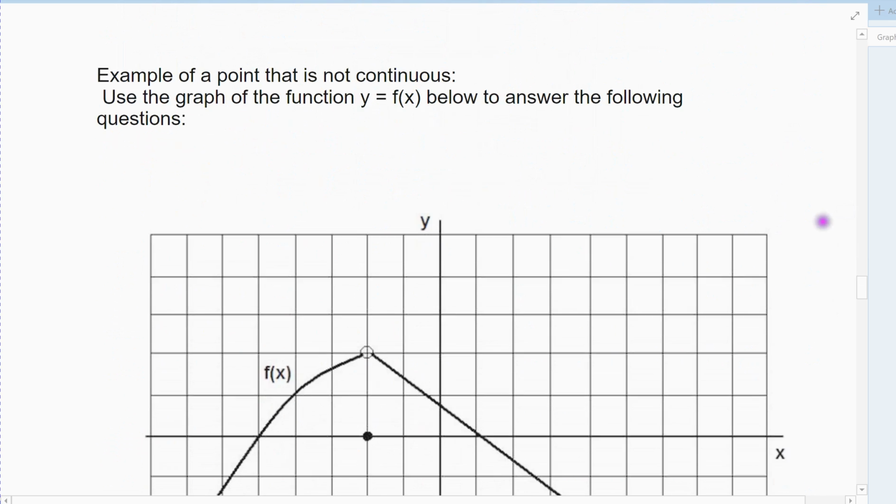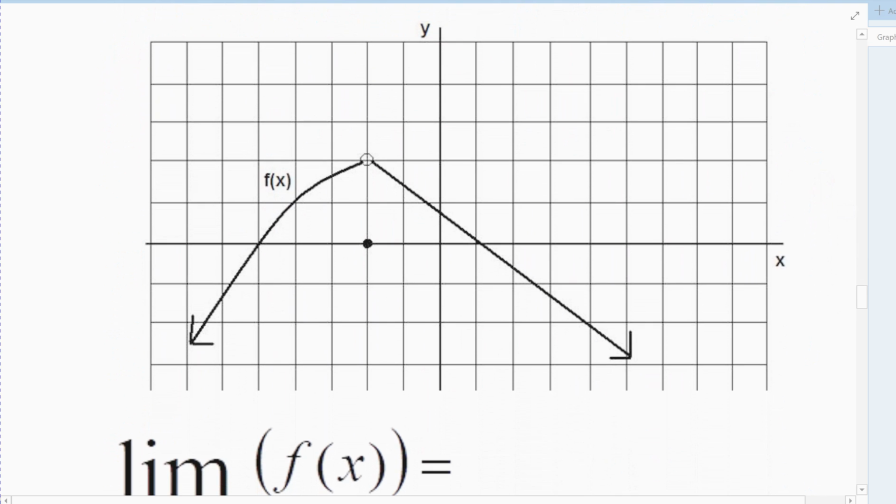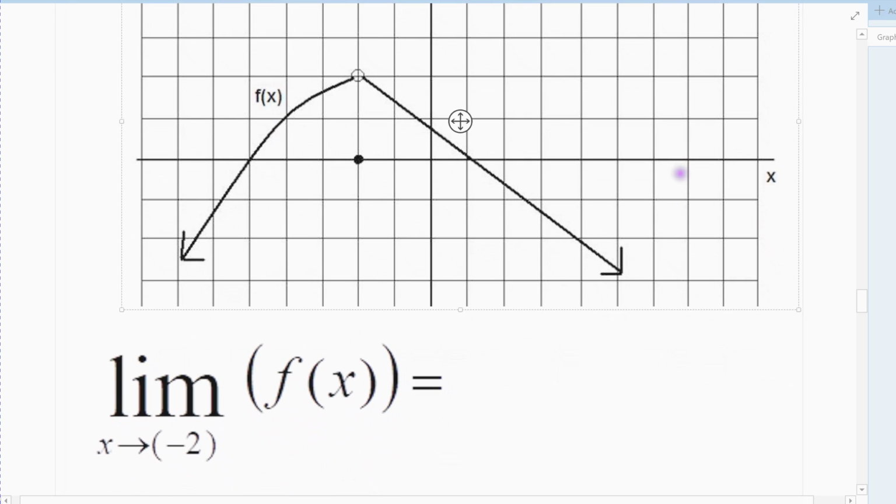All right, so the second example is going to be the case where it fails. Same graph, but now I'm going to look at where I've got that weird little kink in the function. At negative 2, the limit: from the left of negative 2 and the right of negative 2, the function approaches this point. The y value that it's approaching is positive 2 on the left and the right. So the limit exists and is equal to 2.